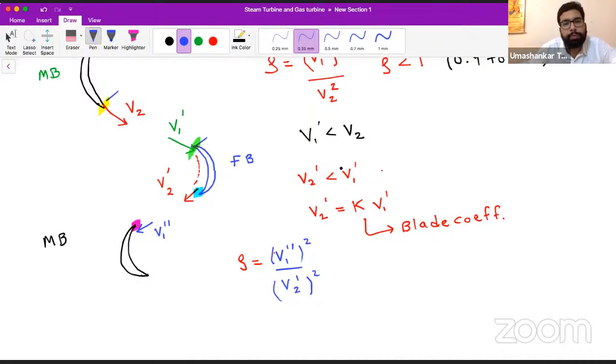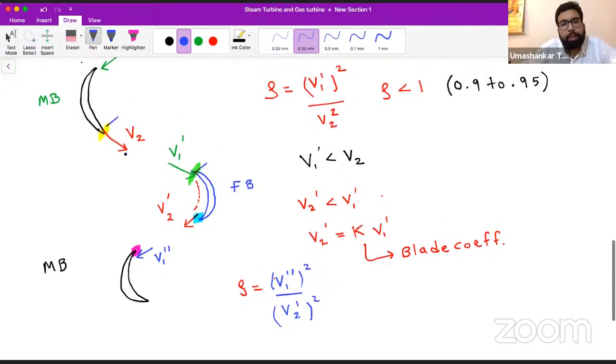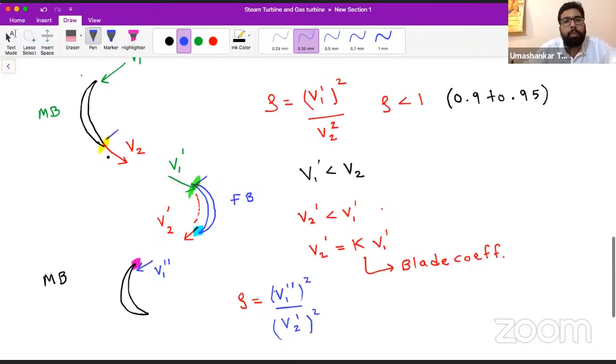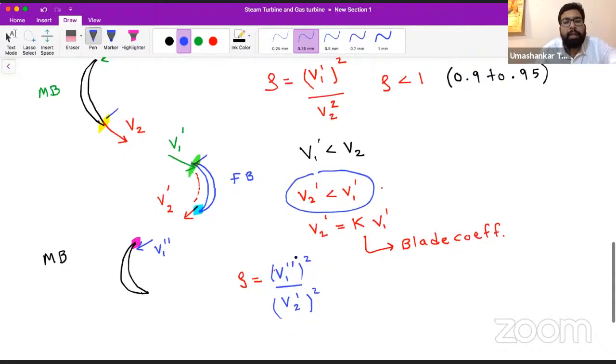Yes or no? So V1 dash from the first stage, if you see the first stage of the moving blade, the steam left with the velocity of V2. But the entry velocity to the fixed blade was less, and the carryover coefficient came into play. During the flow over the blade, this V2 dash was less than V1 dash, because as it flows over here, there will be some loss of velocity. Okay, so it is compensated by the blade coefficient.